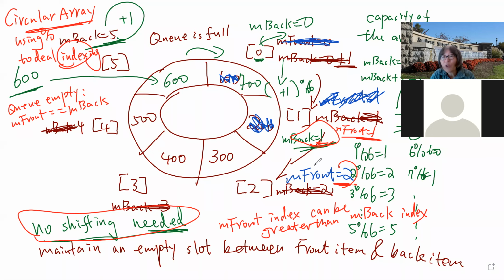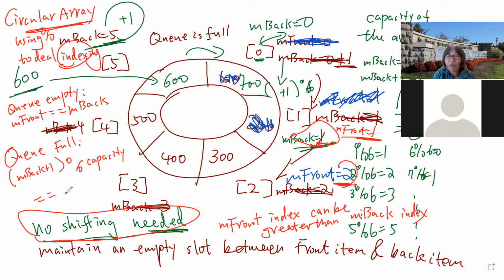In this case we just discussed, the queue is already full. And what's the full condition? If we take a look here, if the back index plus 1, modulo the capacity, is equal to the front. So back is 1, 1 plus 1 is 2. 2 modulo 6, you still get 2. Front is 2. So if both are equal, then that means your queue is full.